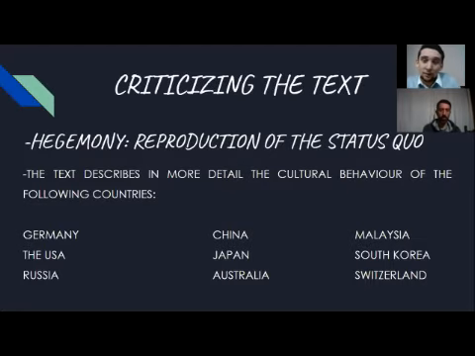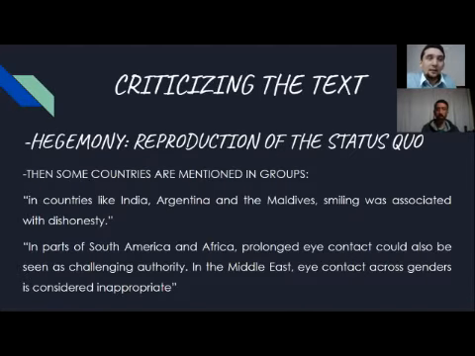You know that there are certain countries, more powerful countries, that control, let's say, the politics and the economics of the world. And this article describes in more detail the cultural behavior of these countries that you have here on this list. As you can see, Germany, the USA, Russia, China, Japan, all these are politically and economically powerful countries, okay? So there is a lot of details about how the people from these countries behave and how they trade, let's say.